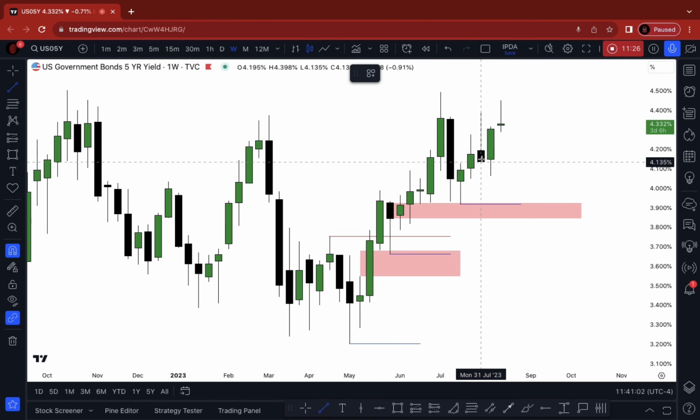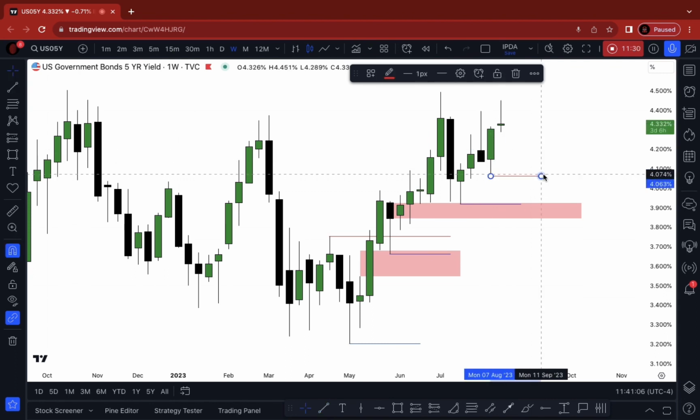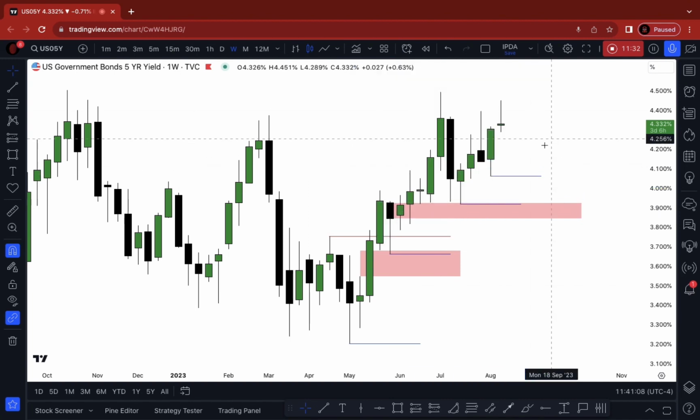And after that higher swing low, what do we see? A down closed day. What happens after the down day? Buying. And we also have another higher swing low. So the market is what? Bullish. It's showing you that it's bullish.